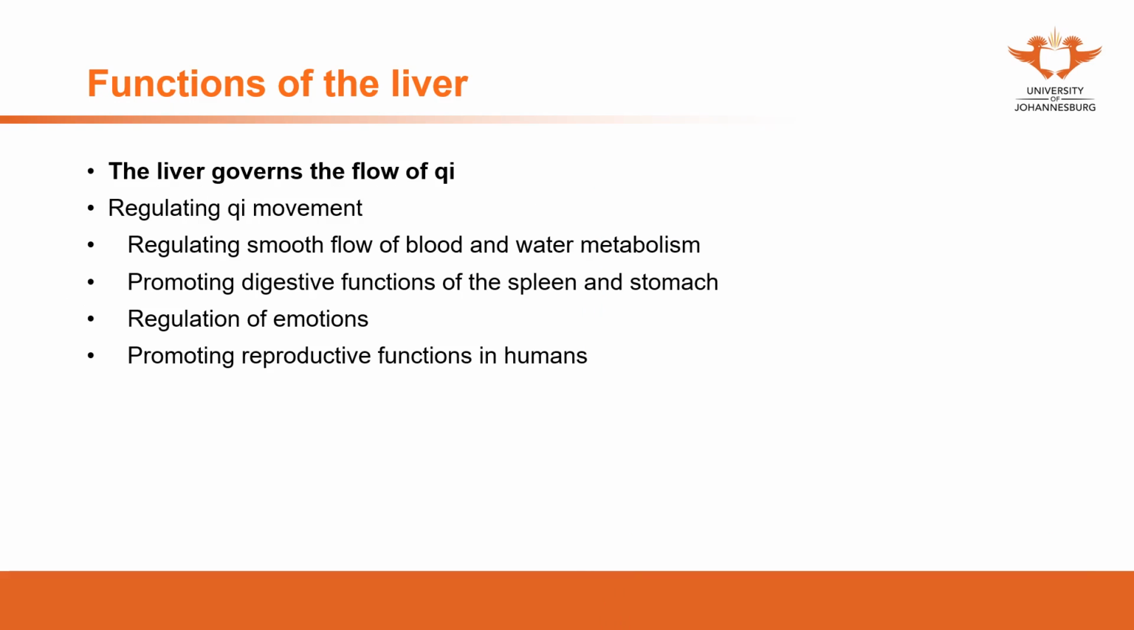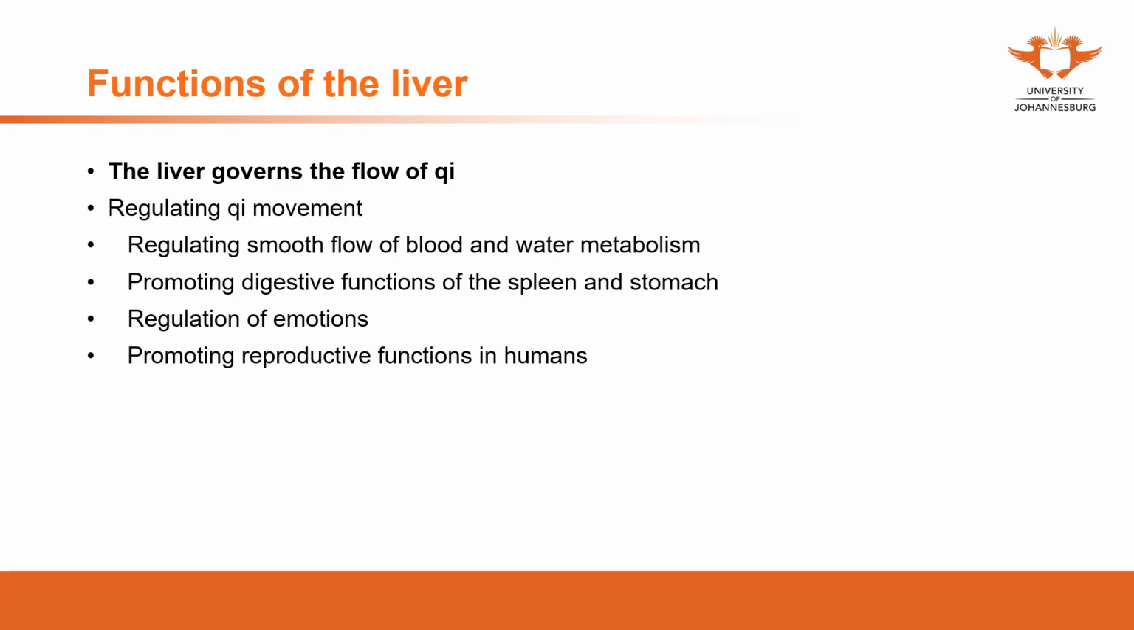There are two functions of the liver. The liver governs the flow of qi. The liver stores the blood. When talking about the flow of qi, we actually refer to the qi movement, either normal or abnormal. The abnormal situation can either be excess, moving too much, or lack of movement. So it is either too much or not enough.